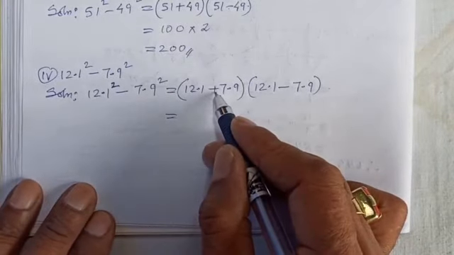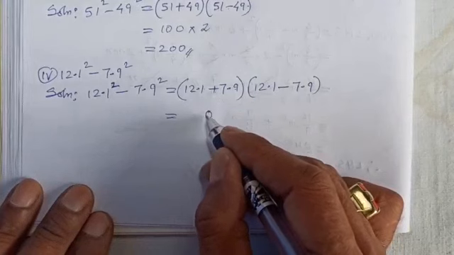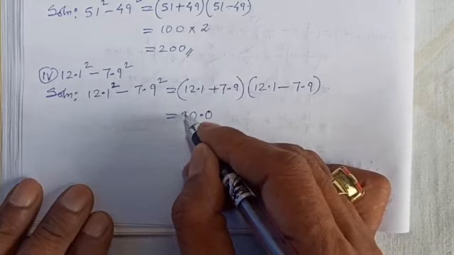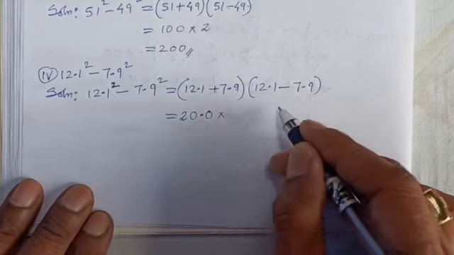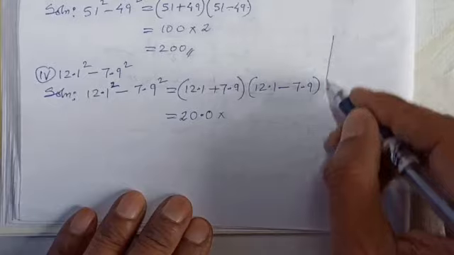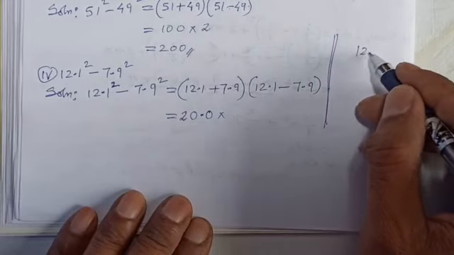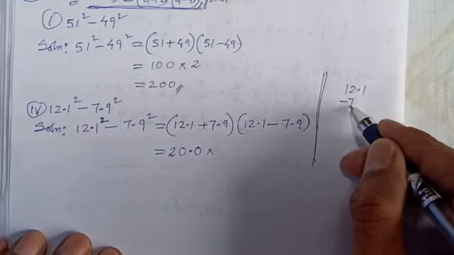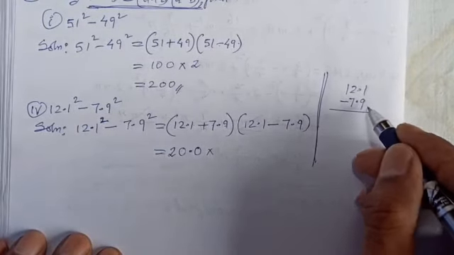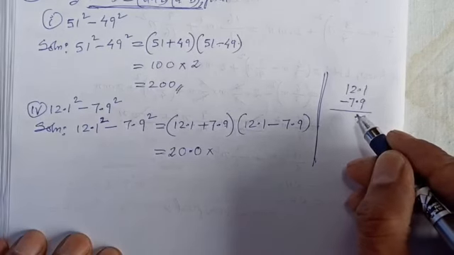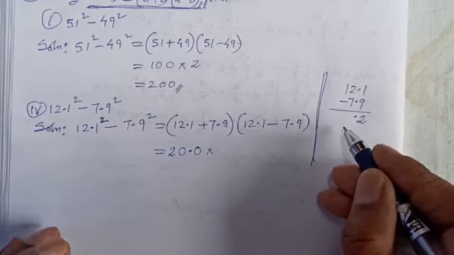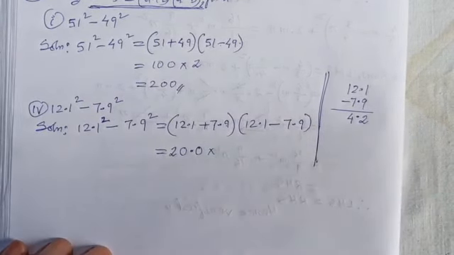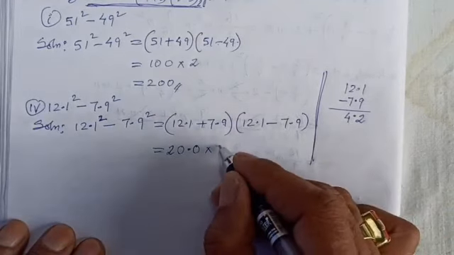Let us add these two. 9 plus 1 is 10. 1 carry. 7 plus 2 is 9 plus 1 is 10. Again 1 carry. 1 plus 1 is 2. So we are getting 20.0 into, this is minus, so let us subtract. 12.1 minus 7.9. 9, 10, 11, here 2. Then 7, 8, 9, 10, 11, 4. 4.2 is getting.